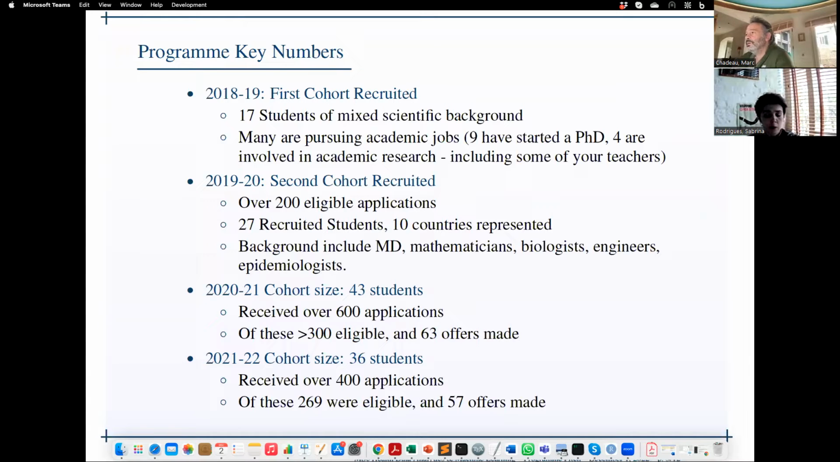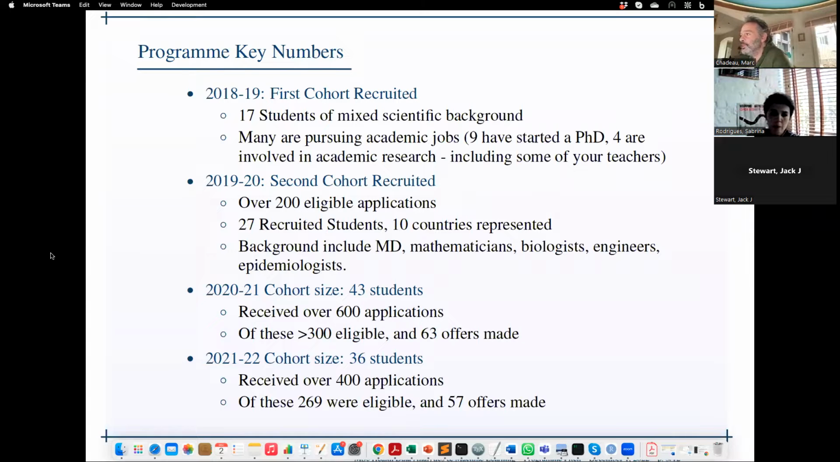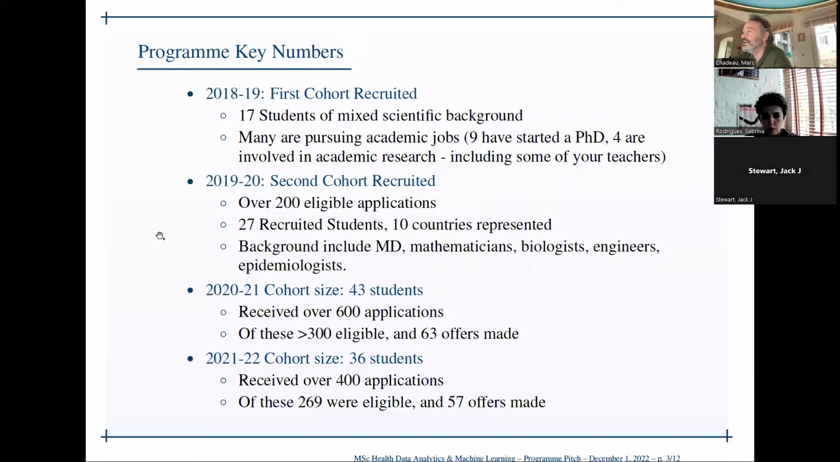2020-21 was the largest cohort so far because it was online, and we received 600 applications. A bit more than half were eligible according to our criteria, and we made 63 offers, which converted into 43 students. Last year's cohort was 36 students. We received over 400 applications, of which a bit more than half were eligible, and we made 57 offers. Next slide, please, where we're going to describe the current cohort.